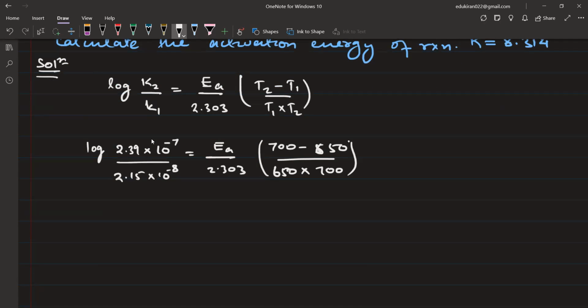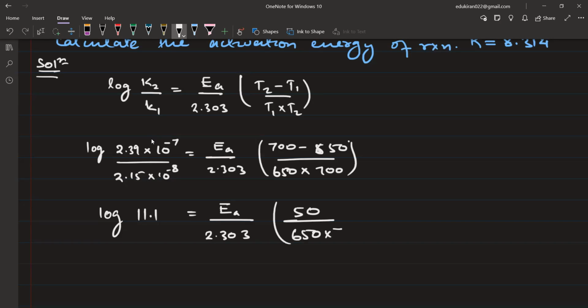Okay, now this part was a bit difficult. आपको ये चीज solve करना था. So I hope all of you got this as log 11.1, or you must have got it as log 1.11 into 10. This will be equal to EA upon 2.303. And here we have 50. And here we have 650 into 700. Just keep it like this only. And now log 1.11 is equal to 1.04, which is equal to EA upon 2.303.